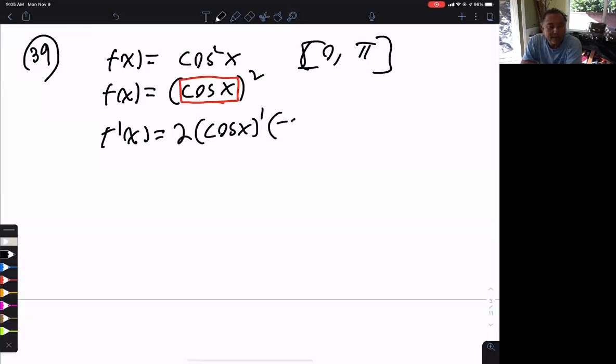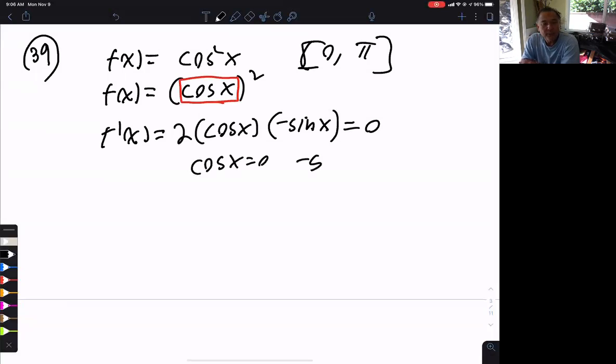which gets us that. Now, I don't need to write the first power because that's implied. So I want to know when this equals 0. So these equal 0 when any of the factors equal 0. So when cosine x equals 0 or minus sine x equals 0.